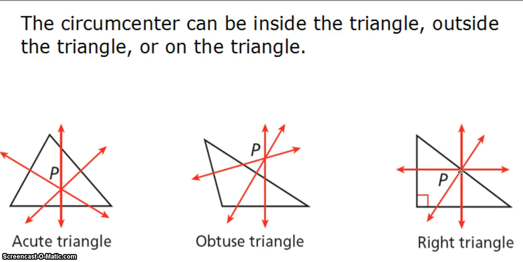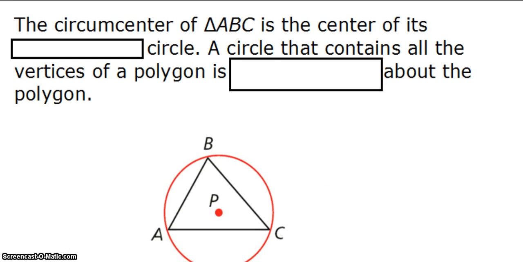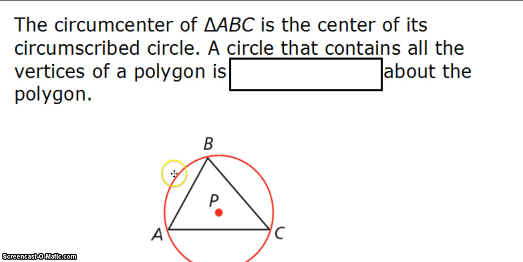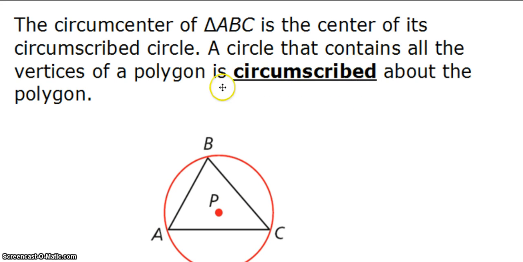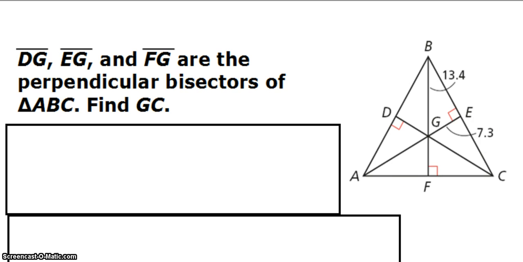Very interesting relationship. So we can say that the circumcenter of triangle ABC here is the center of the circle that is touching each vertex of triangle ABC. We call that circle a circumscribed circle. A circle that contains all the vertices of a polygon is circumscribed about the polygon. Isn't that interesting? Okay, very good. So let's see what we can do with this.